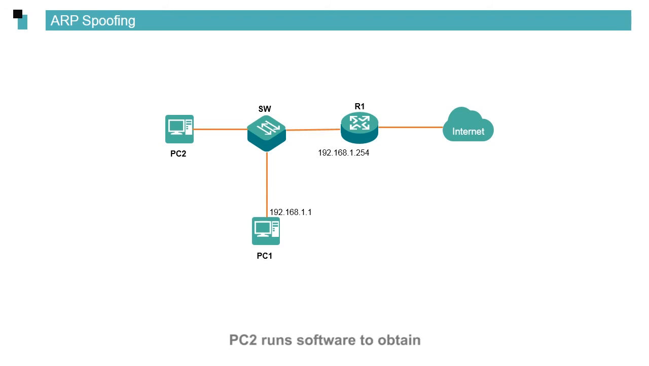PC2 runs software to obtain and analyze packet header information sent by PC1. As a result, PC1 information is leaked. This is ARP spoofing.